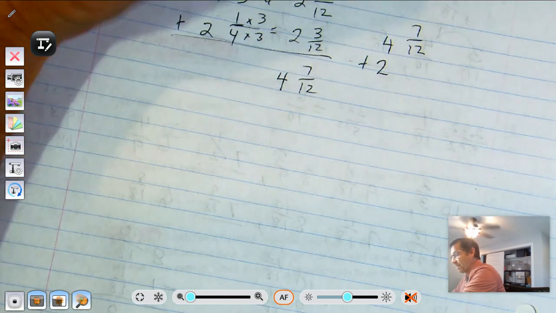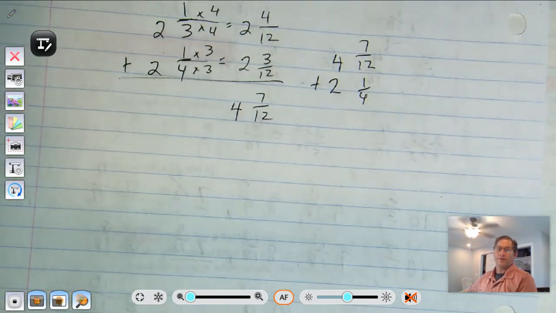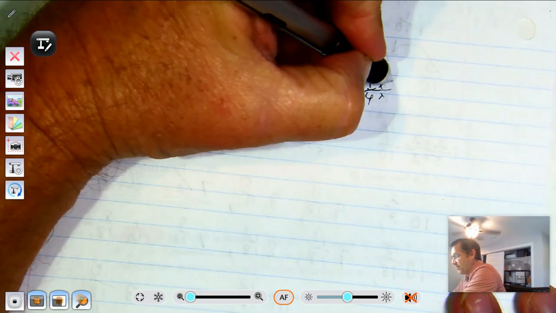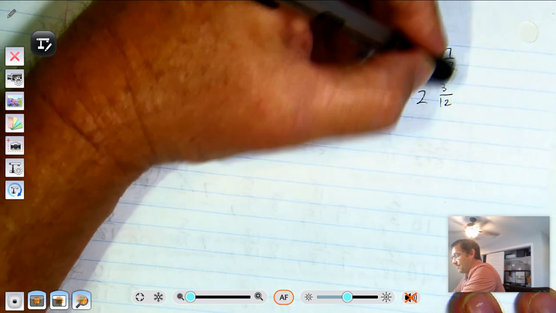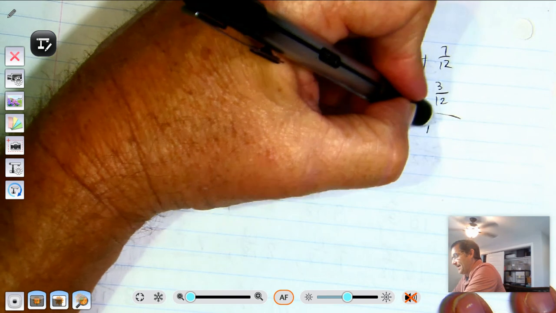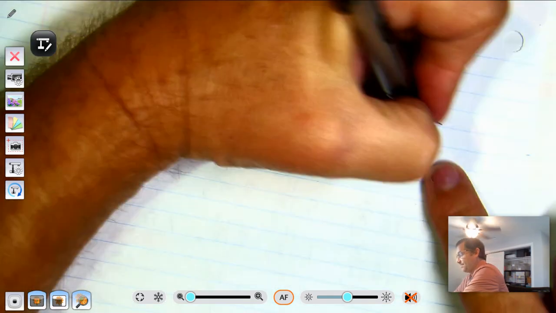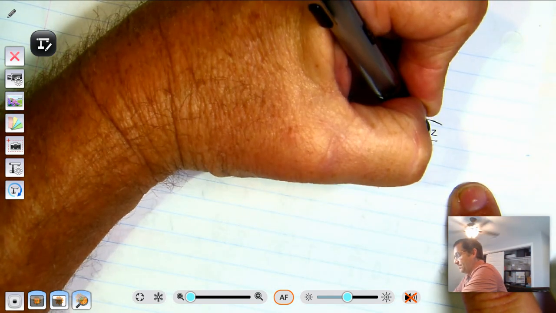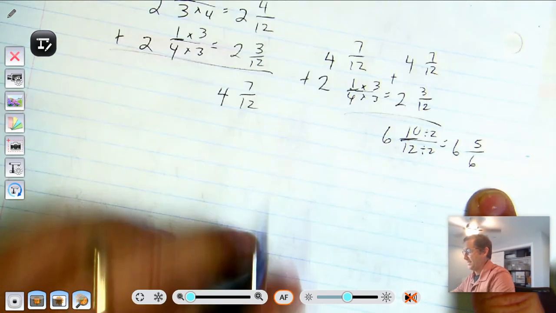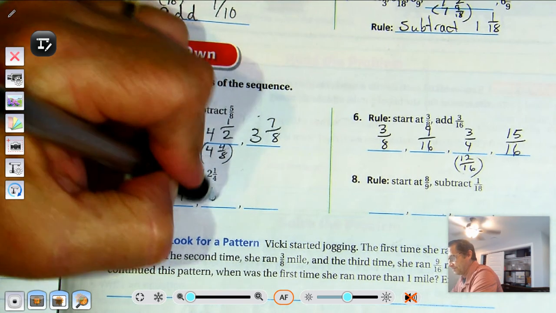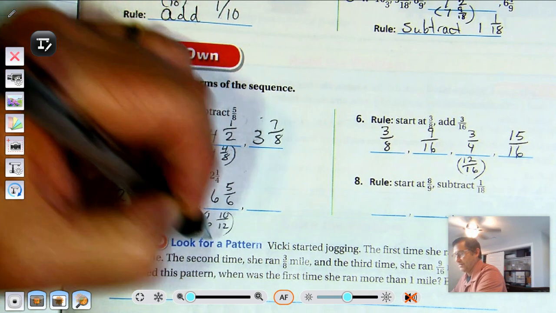Plus 2 1/4. Okay, 4 I can make into 12s by multiplying by 3. Okay, 7 plus 3 is 10, so 10/12, and 4 plus 2 is 6. You notice that those are both even, so we can divide by 2. So 10 divided by 2 is 5, and 12 divided by 2 is 6. So 6 5/6, which is equivalent to 6 10/12.